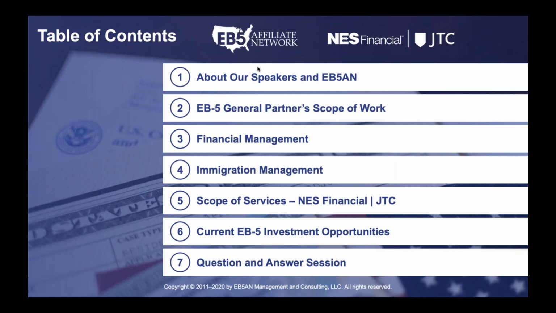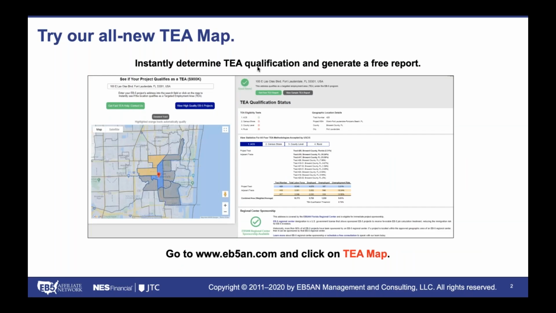So on the next slide, one of the things that we've recently done is launched an all-new TEA map. This is a fully automated map where if you want to check if an EB5 project qualifies as a targeted employment area, you enter in your address, and our tool automatically calculates whether it can qualify through any of the approved methodologies. So it's a really cool tool, and I highly recommend checking it out.